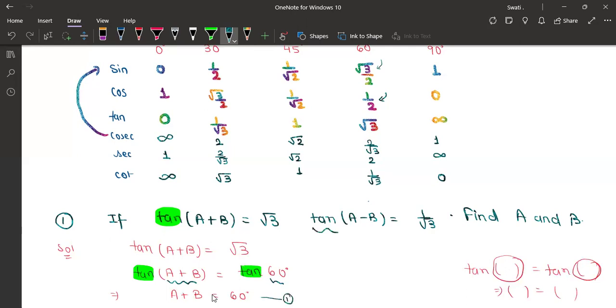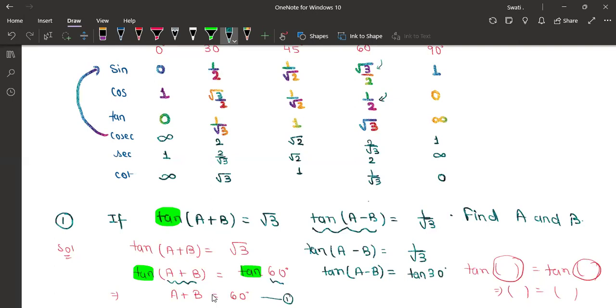Now let us write down the second information. Second information is tan of A minus B is 1 upon root 3. You will be writing the same thing again, Manya. Tan of A minus B as it is. Now tell me for what value of tan the value is now 1 upon root 3. Tan 30. So you write down tan 30 here. Do you understand this step?